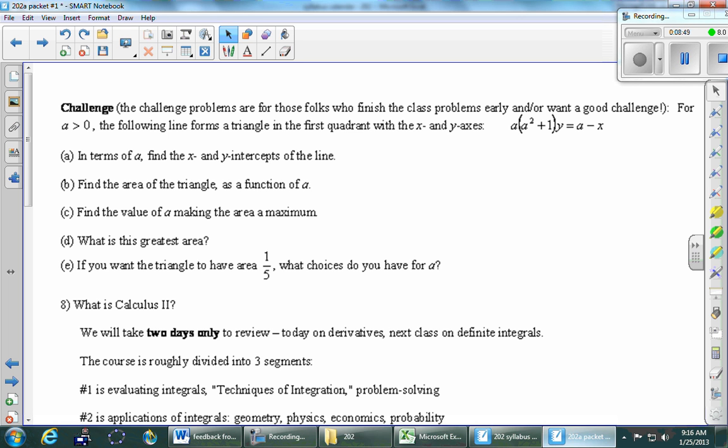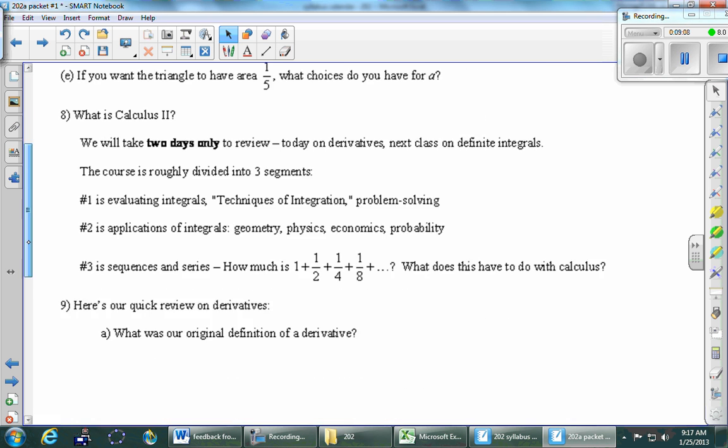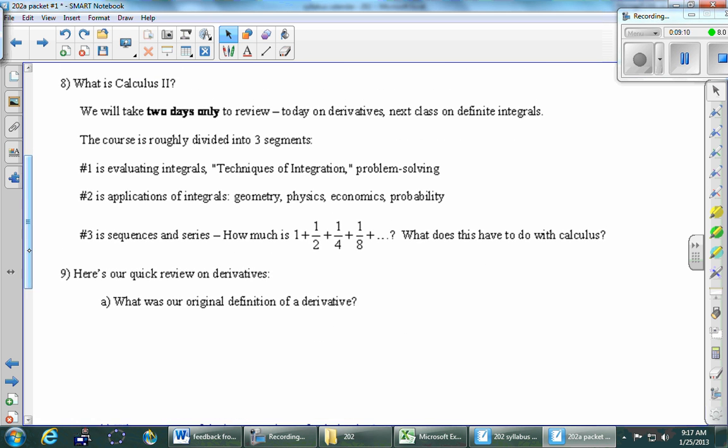Okay, so let's go back up to here. So we're going to take a look. Here's a challenge problem. It's not something that we're going to spend time on in class, but I know that some groups sometimes finish the stuff in class very quickly, and so I've sprinkled throughout the notes these challenge problems to give folks something to do if they finish quickly. We move on to number 8.